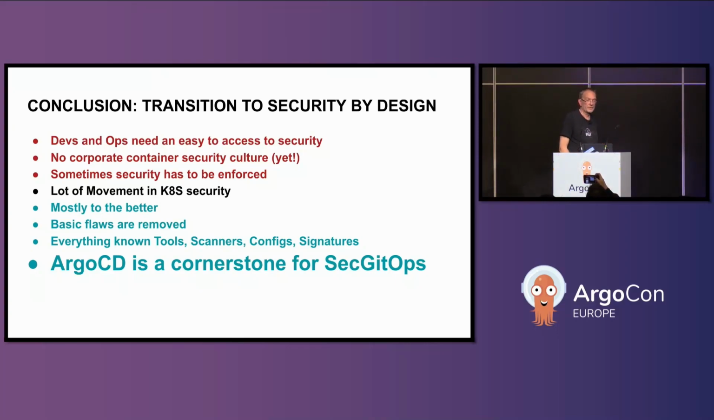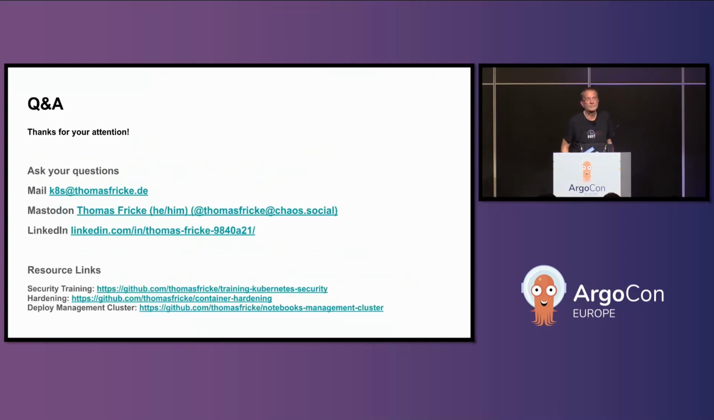What we are doing here is we are transitioning an active system to security by design. And this means security must be easy. We don't see a corporate security culture. Sometimes we have to really do a hard enforcement. And we see a lot of movement in the Kubernetes security, so mostly to the better. Basic flaws are removed. We see tools, scanners, config, signatures. And Argo CD here is a cornerstone.